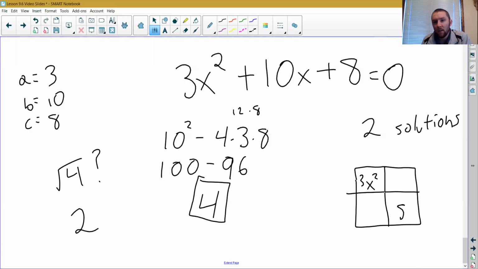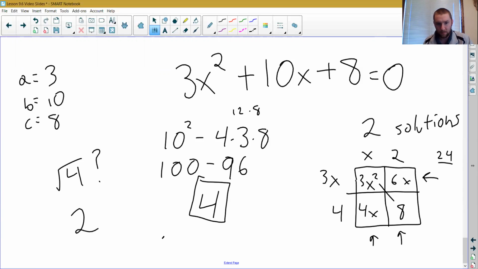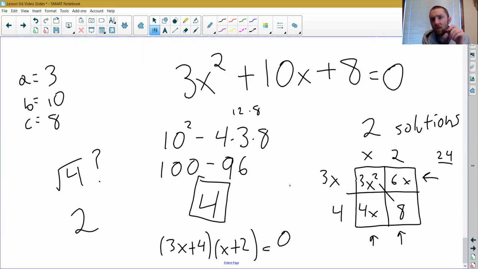3x squared, 8, multiply those together, that's 24. Numbers that multiply to 24 and add up to 10 would be 6 and 4. We can find our greatest common factors, 3x and a 4, just 1x and a 2. So we get 3x plus 4, x plus 2 is equal to 0. And then we could continue solving from there with the zero product property, right?